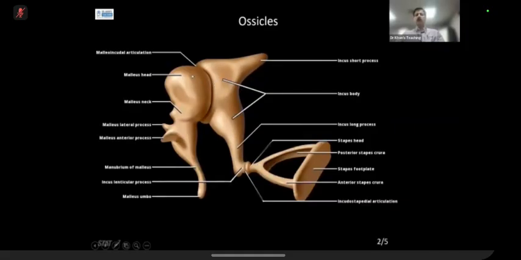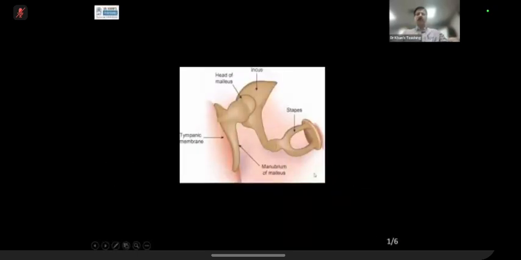I'll show you. So this is the head of the malleus. It joins the body of the incus. Then there is a short process of incus and there is a long process. And this long process then joins to the stapes. The stapes has got an anterior crus and a posterior crus. This is the footplate which joins the oval window.